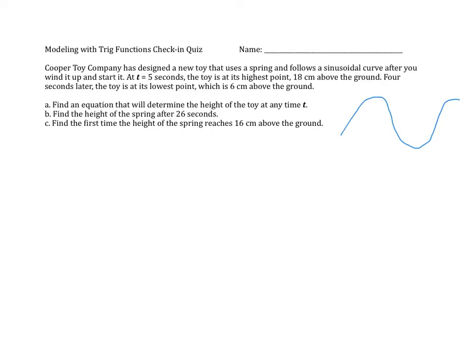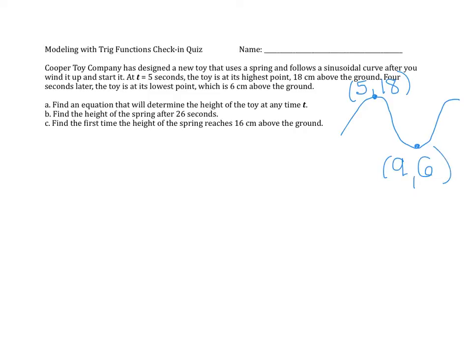And at 5 seconds, it's at its highest point. So the independent variable is time, so that's 5. The dependent variable is its height, would be 18. And then 4 seconds later, it's at the lowest point. So 4 seconds after 5 seconds would be at 9 seconds. And then the height is 6 centimeters above the ground.